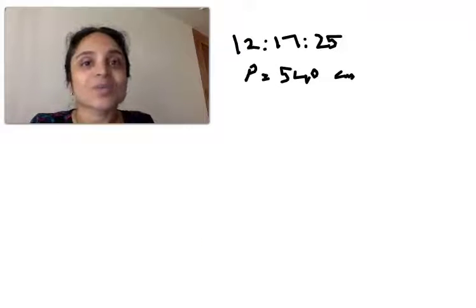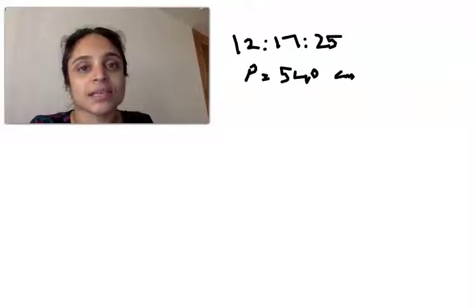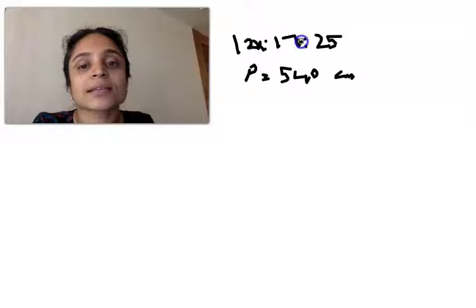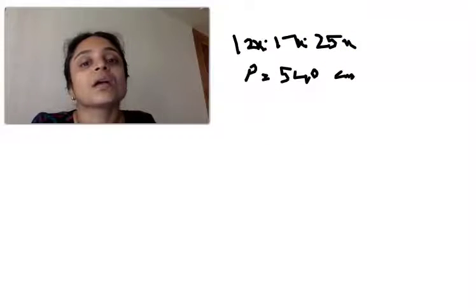Okay. Next question is, three sides of a triangle are in the ratio 12 is to 17 is to 25 and perimeter is 540 centimeter. Now, from this we have to find the area. So, sides are in the ratio 12 is to 17 is to 25. We can say that sides are 12x, 17x and 25x. Now, perimeter equal to 540. That is, three sides added together is 540.